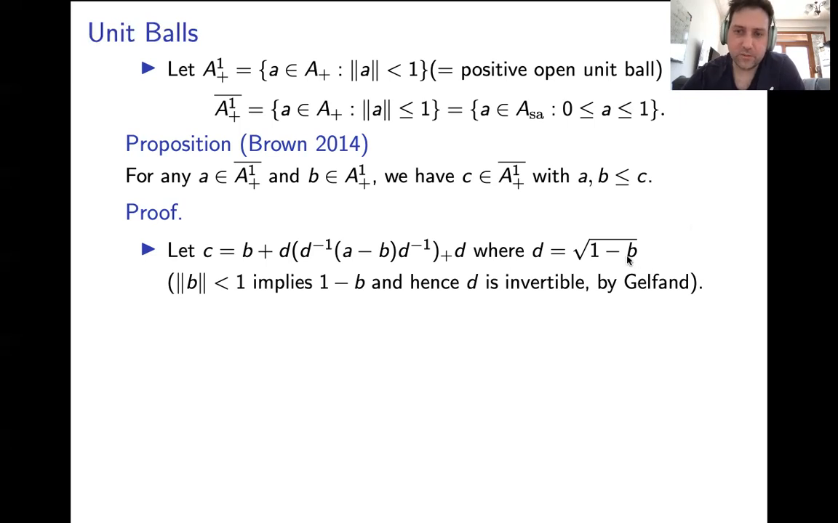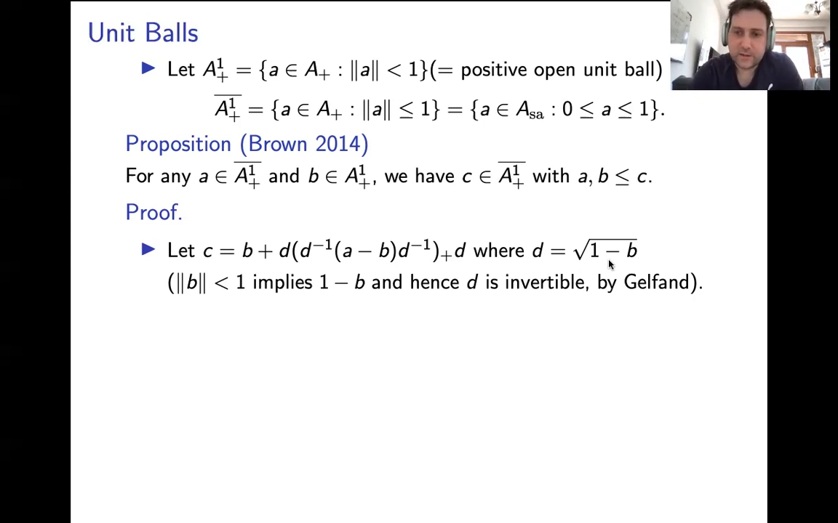So B, remember, has norm strictly less than 1, and it's self-adjoint. So 1 minus B is also self-adjoint and positive. If B had norm greater than 1, this wouldn't be positive, and you wouldn't be able to take square roots. But because it is positive, we can take a positive square root, which is very nice. And not only that, because the norm is strictly less than 1, it's not just positive but also invertible. Both this expression and the square root are invertible.